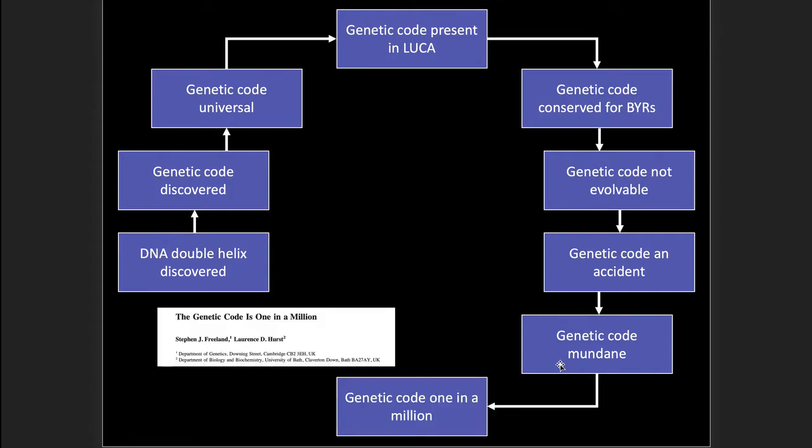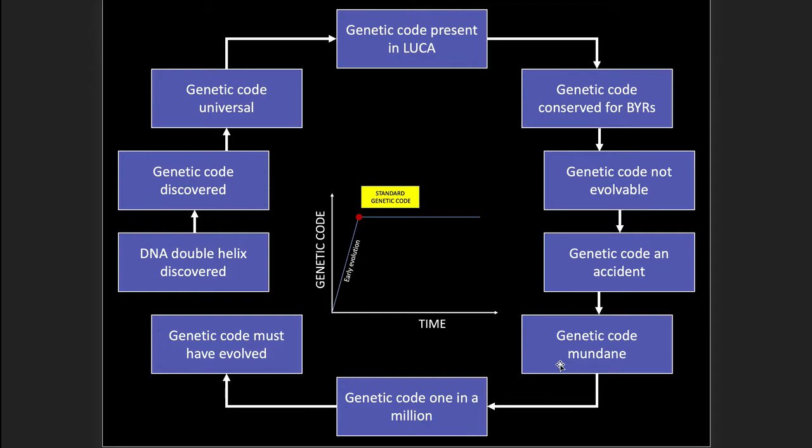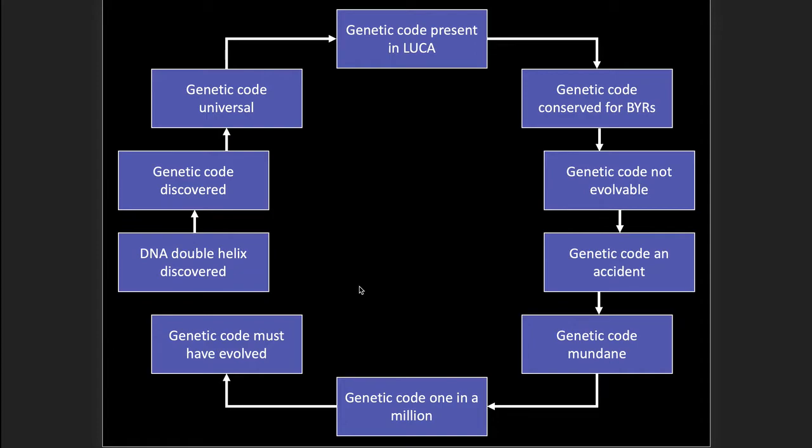But wait, later it was found that the code is special. It is 1 in a million, as this paper put it. And if it's 1 in a million, then the code must have evolved. If you look back here early in evolutionary history, the code must have been present in the last universal common ancestor, but it must have evolved. Selection must have played a role to get to that state, to get to a special sophisticated code. Okay, so that is the sequence I wanted to walk through.